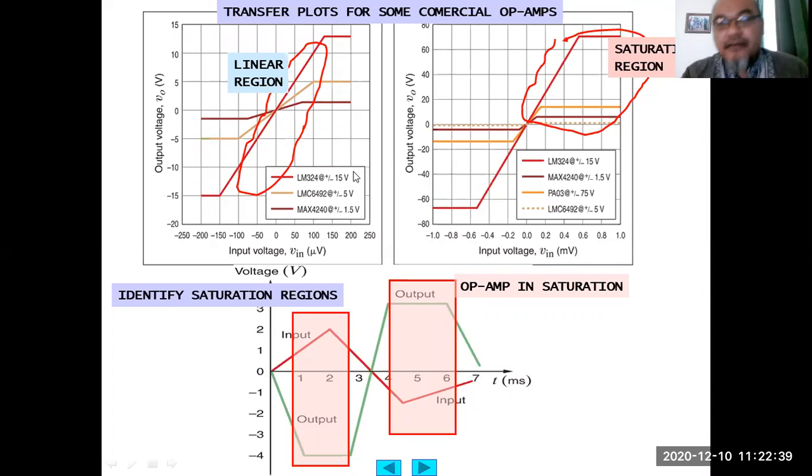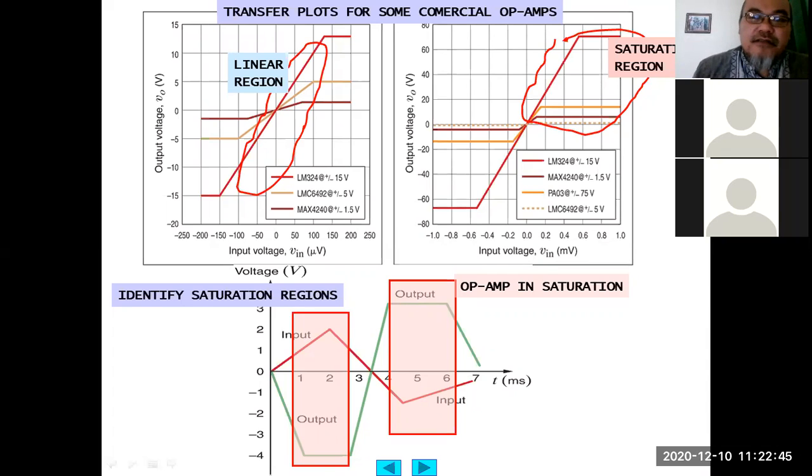When you are choosing any op-amp for your particular circuit design, please do not forget to read the datasheet and look at where it will have the saturation region. You should avoid operating the op-amp in the saturation region.